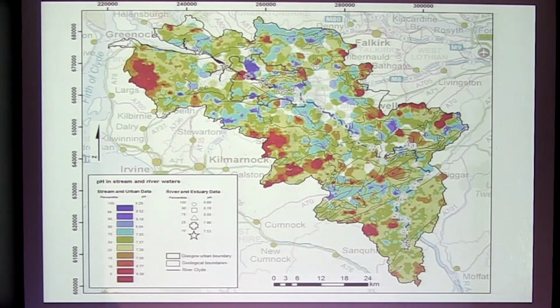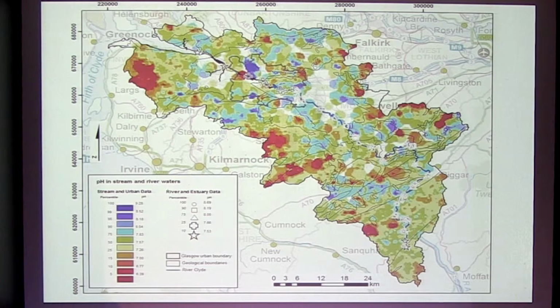The fact that they are around the catchment periphery means that they're on this high ground. They are where the rocks are resistant to weathering, so they're not going to change the chemistry of the rainfall very much, and rainfall is naturally a bit acidic.